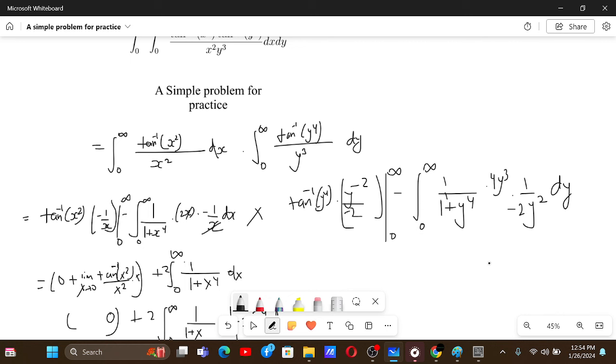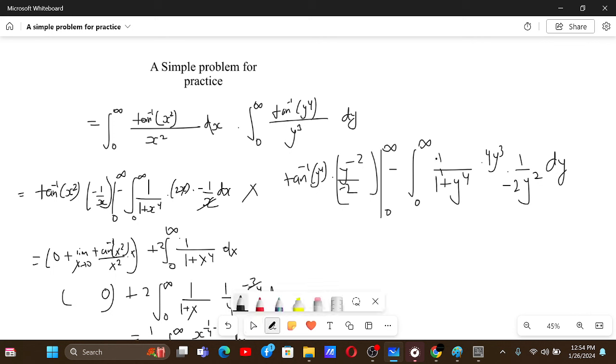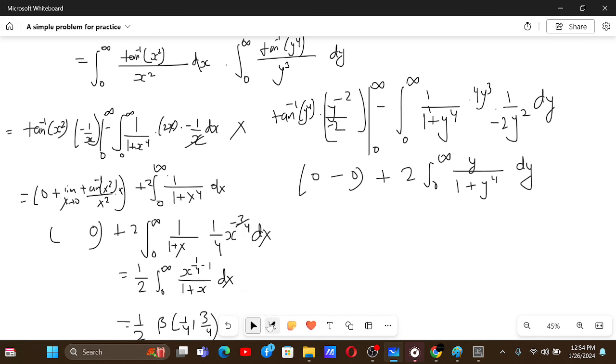Okay, and next this will be somewhat similar to earlier. At infinity this will just be 0. At 0 also it will be 0. Similar idea. Over here we will have plus 4 by 2 is just 2, times the integral from 0 to infinity of y by 1 plus y to the power 4 dy. And next we will have 2 times.